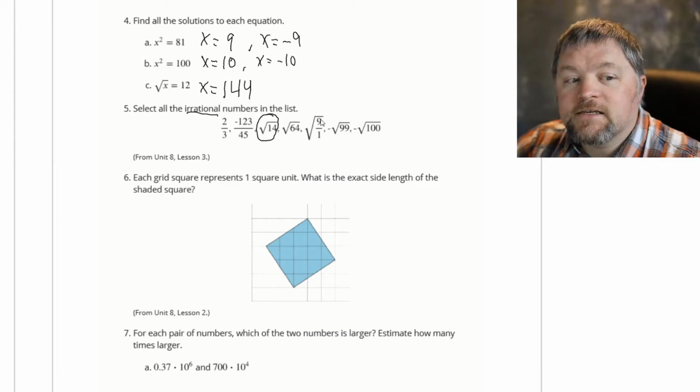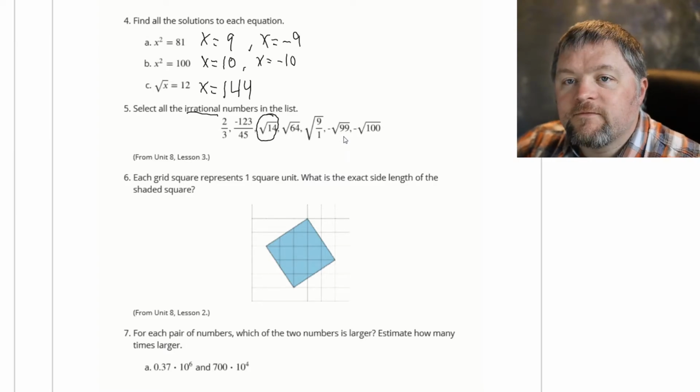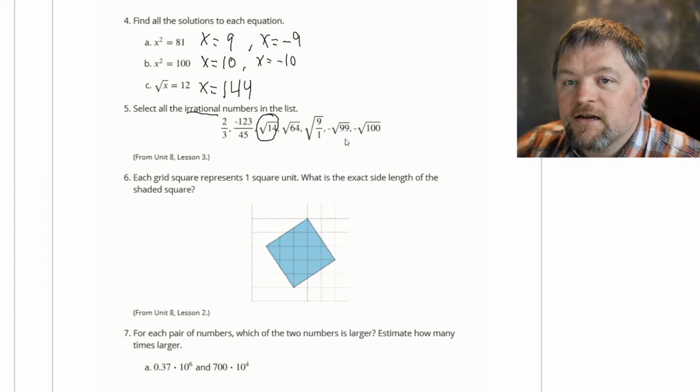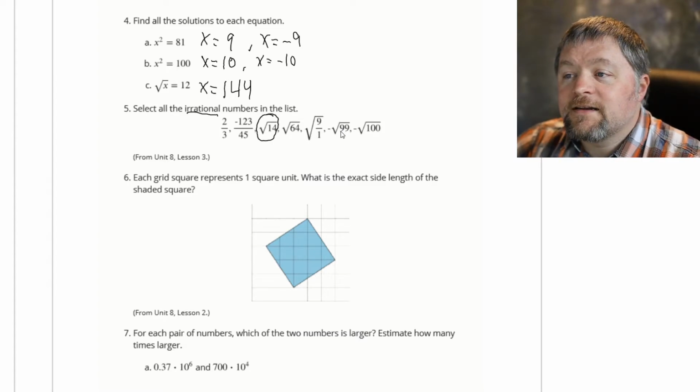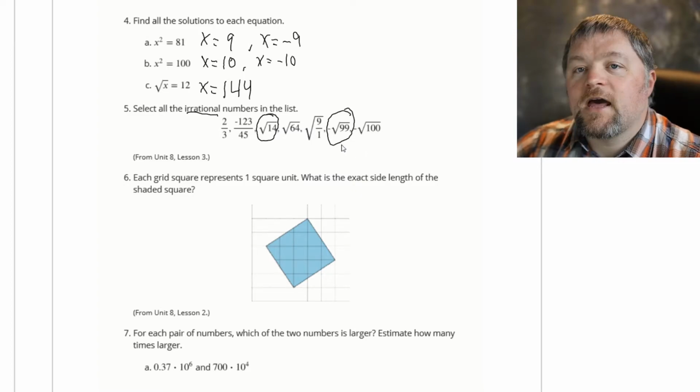Can we write that as a fraction? Yes, we can. 3 over 1. The next one, the negative square root of 99. Well, the square root of 100 is 10, so the square root of 99 is not going to be a whole number. Whether it has a negative sign in front of it or not, it is not something we are going to be able to write as a fraction, so that is an irrational number.